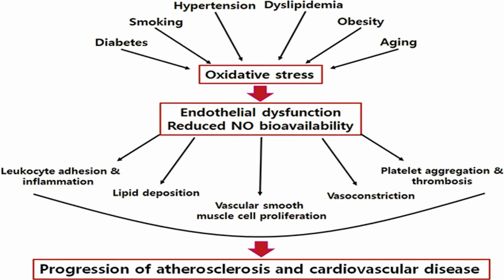Hyperglycemia from diabetes, tobacco smoking, hypertension, hyperlipidemia, obesity, and just getting old all can lead to endothelial injury. Endothelial injury then can lead to atherosclerosis after prolonged inflammation, lipid deposition, vasoconstriction, and thrombosis events.